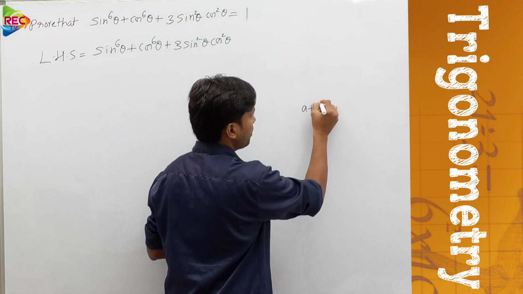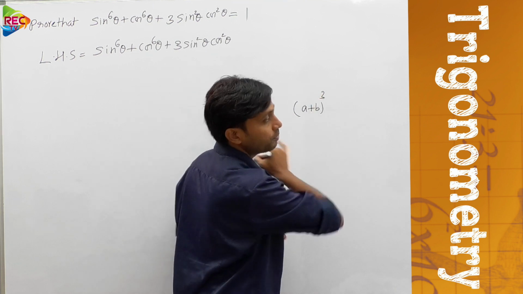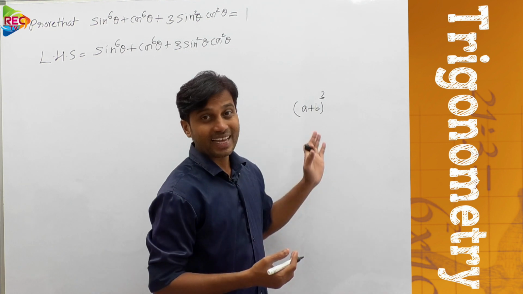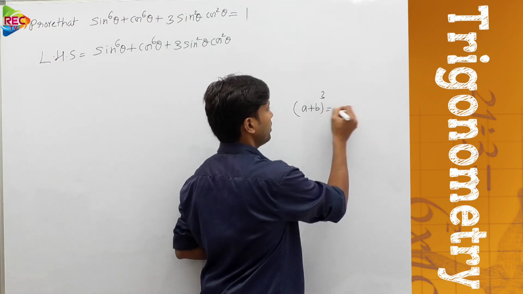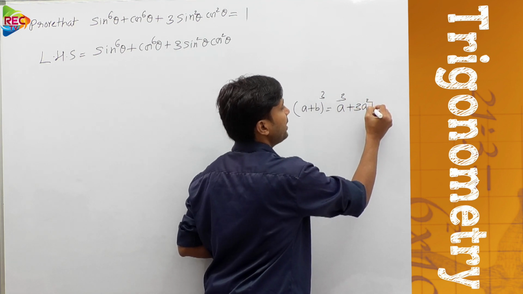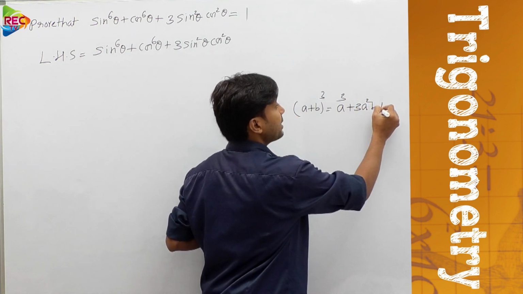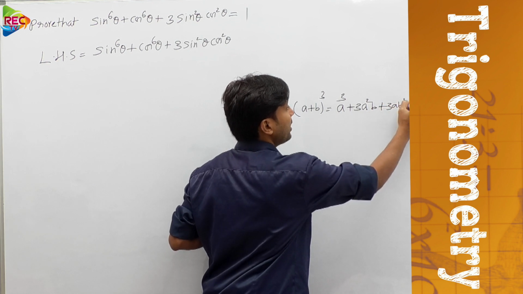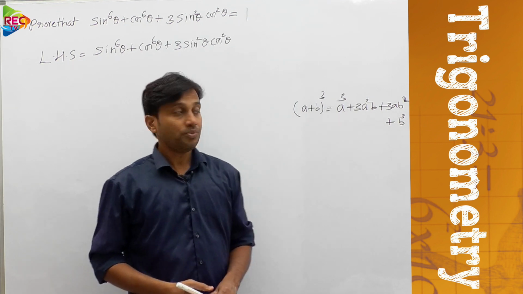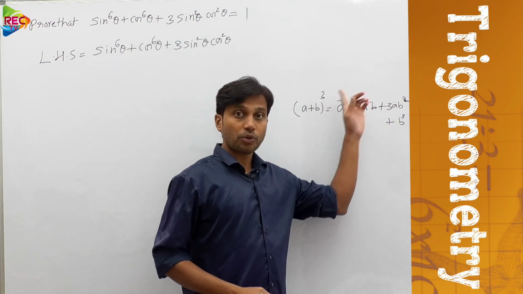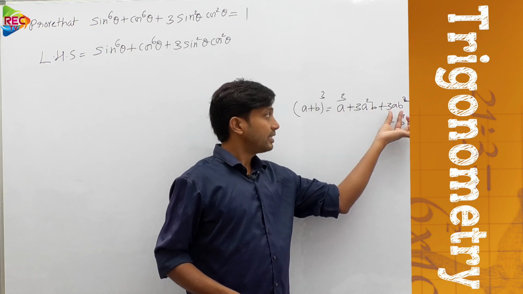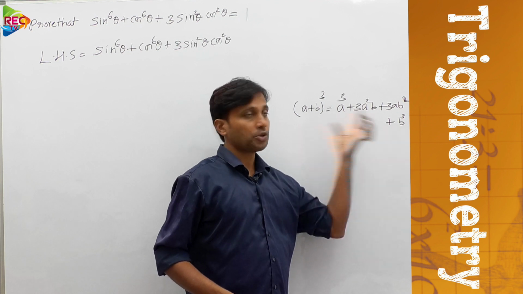I think you know about (a plus b) whole cube. What is the formula? What is the expansion of that? See, a cube plus 3a square b plus 3ab square plus b cube. Okay. Once again I am telling you, (a plus b) whole cube would be a cube plus 3a square b plus 3ab square plus b cube.